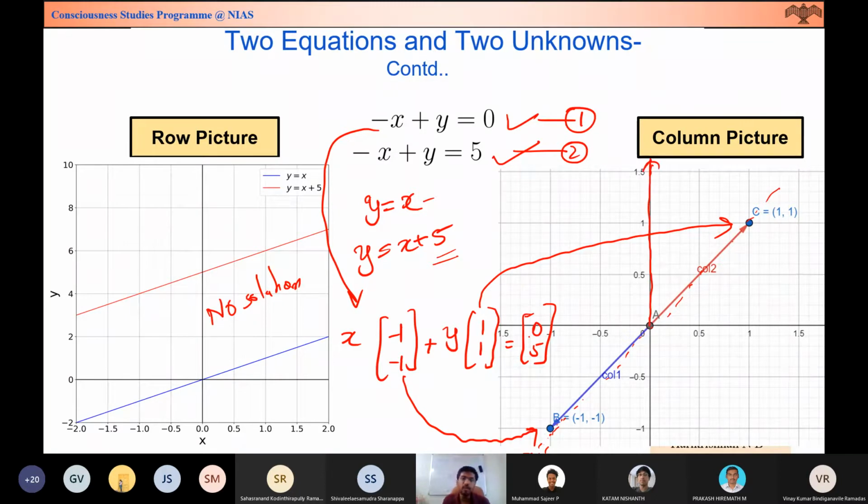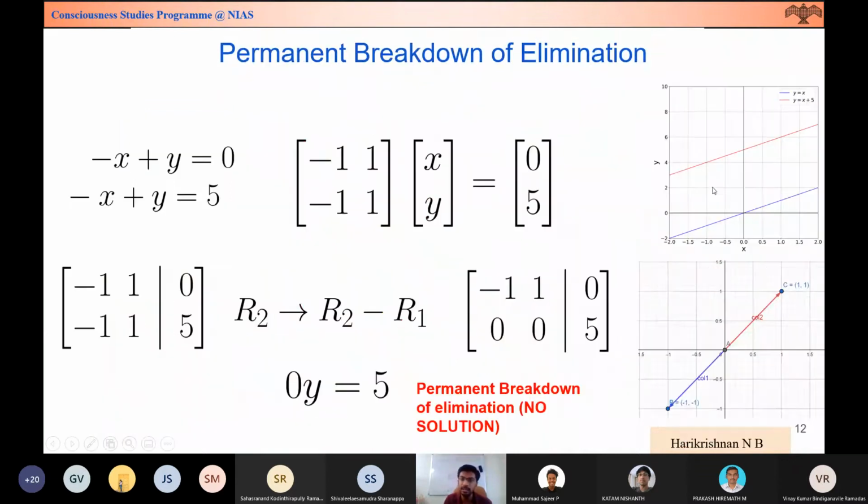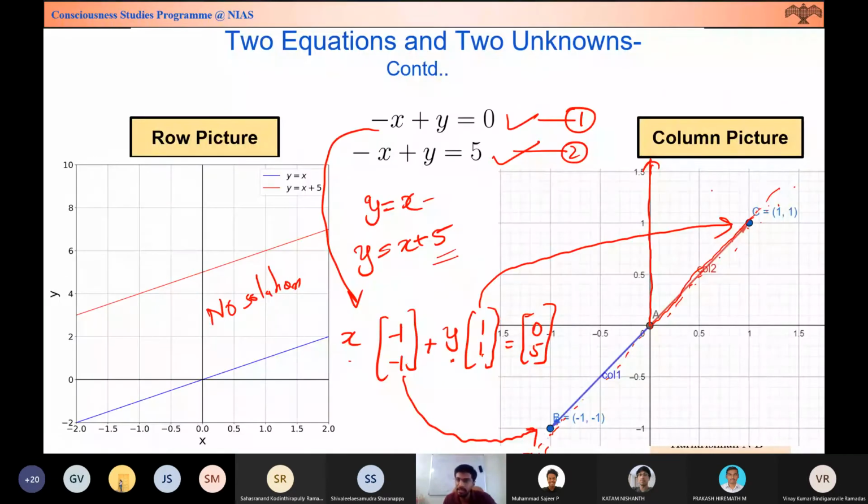Now, no matter what value of x and y you give, I can never reach outside this direction, right? So any linear combination of (-1, 1) and (1, 1) will always be along this direction, no matter what x and y I choose. So clearly you can see (0, 5) is outside this direction. So from the column picture also, it is very clear that we don't have a solution to this linear system of equations.